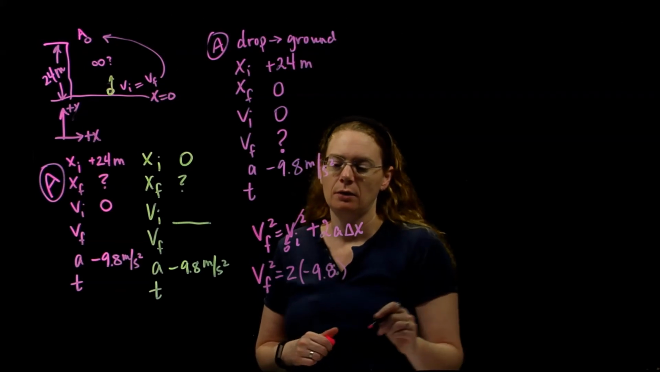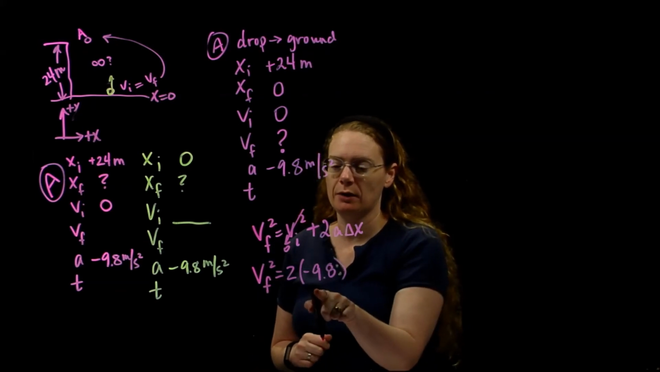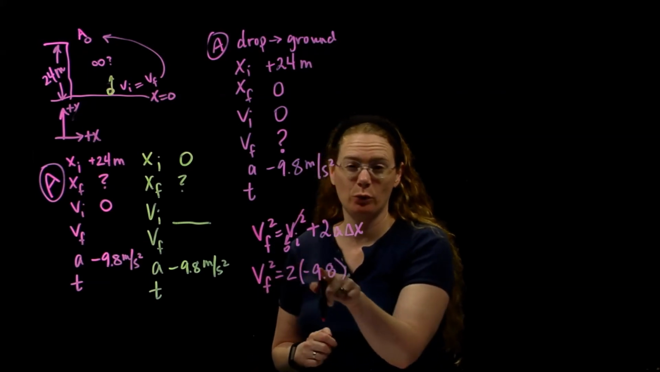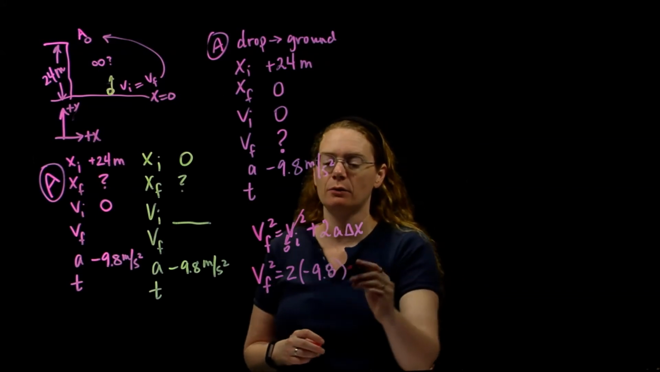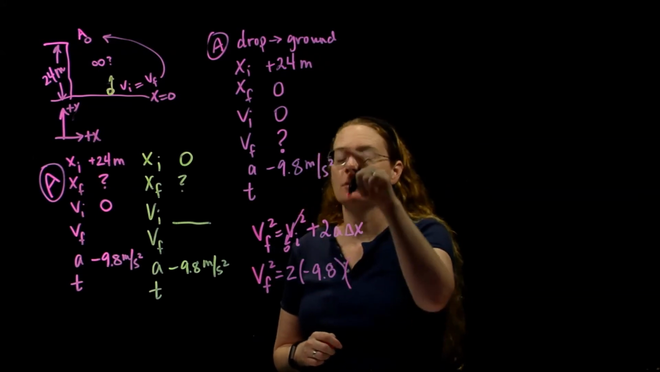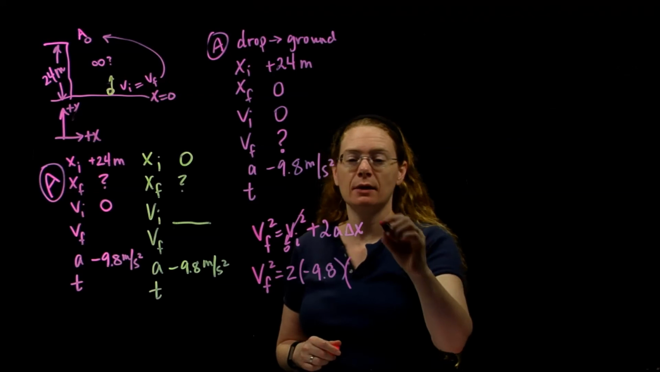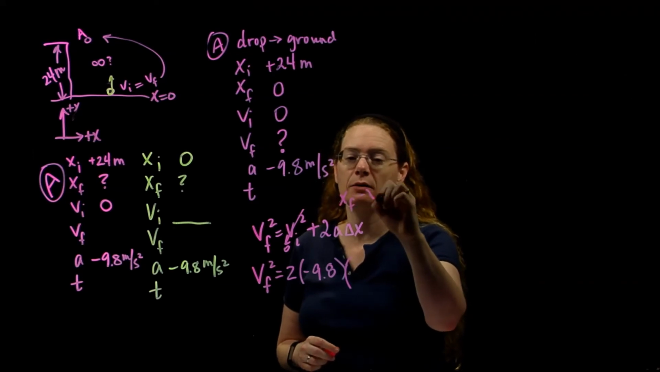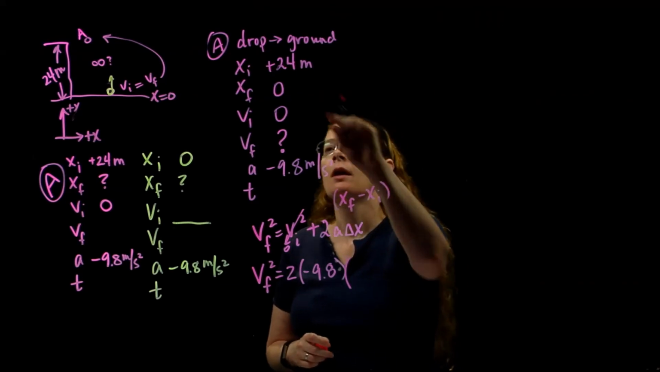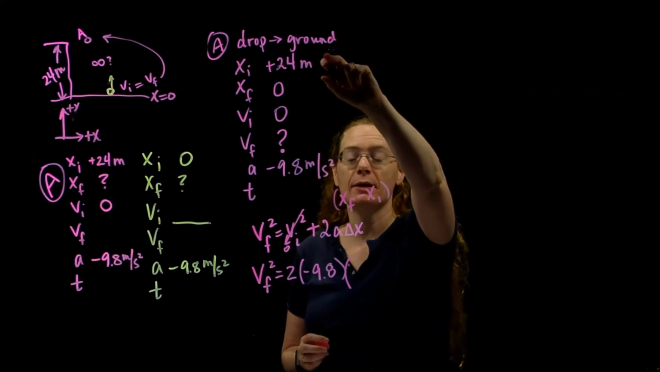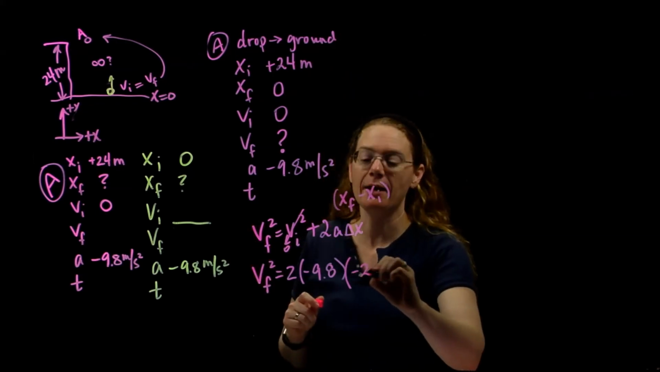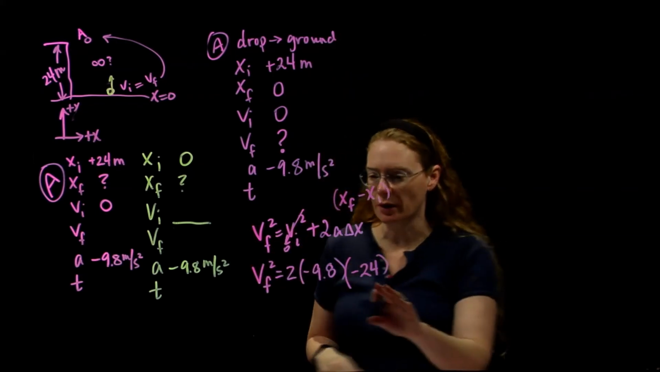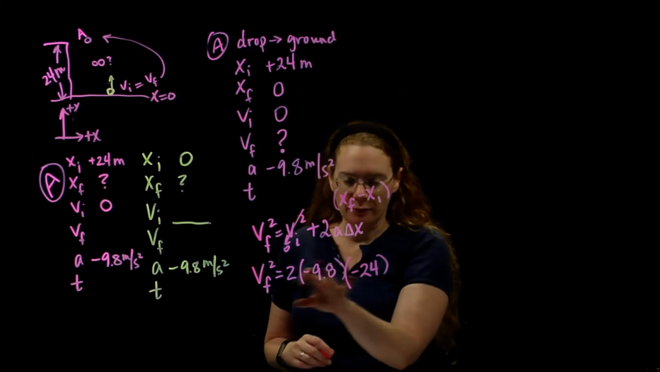I'm worried about that because I'm going to have to take a square root, and I can't take a square root of a negative. Okay. What's my change in X? And remember, delta X is X final minus X initial. X final is 0 minus X initial. There we go. Negative 24. It drops 24. So that gets rid of that negative.